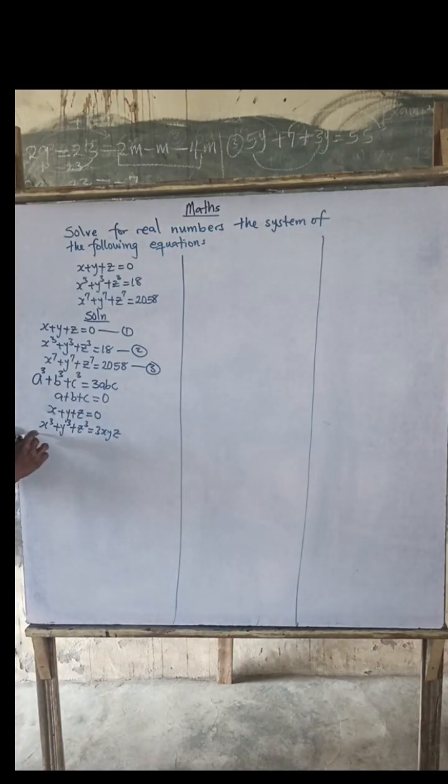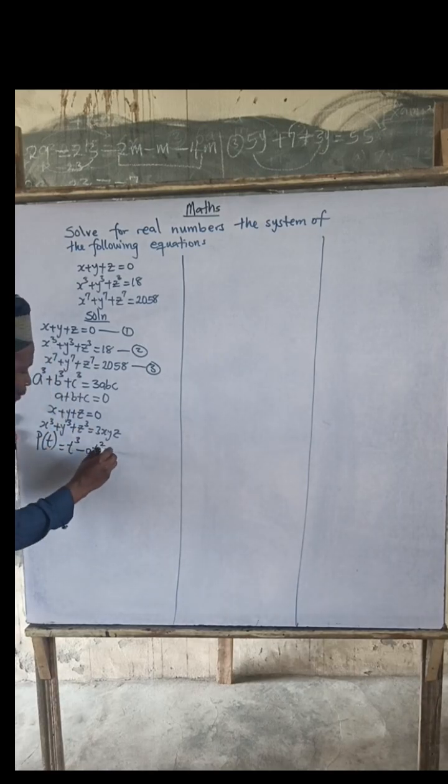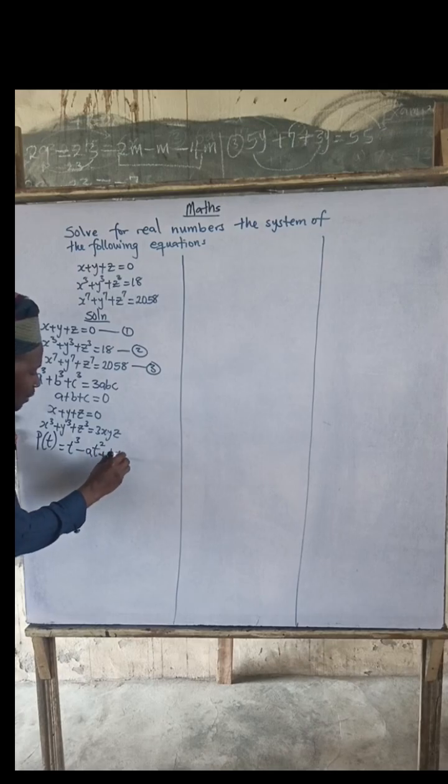So now let's take the polynomial with t as the variable. P of t equals t raised to power 3 minus the sum of the roots, which we call a, multiplied by t squared, then plus b times t, then minus c. I've explained this one in my previous video too. Go and check, you will see it there.